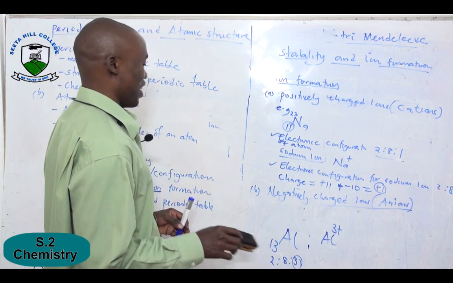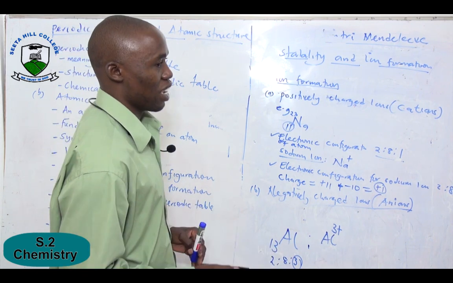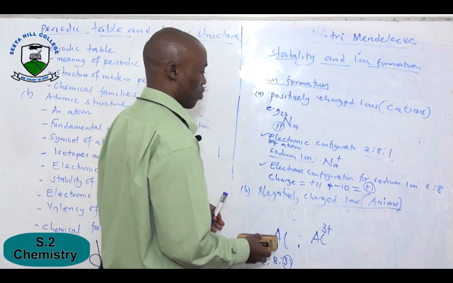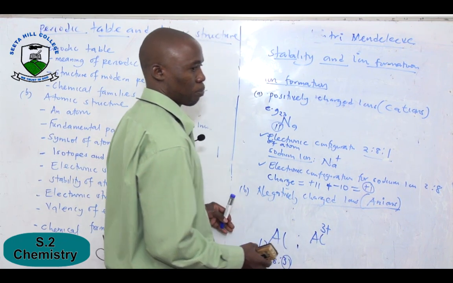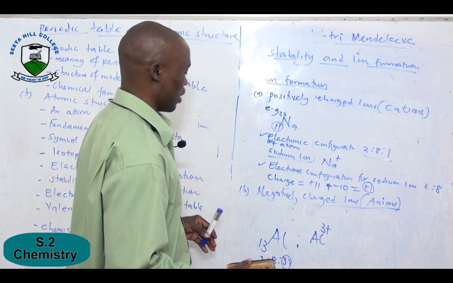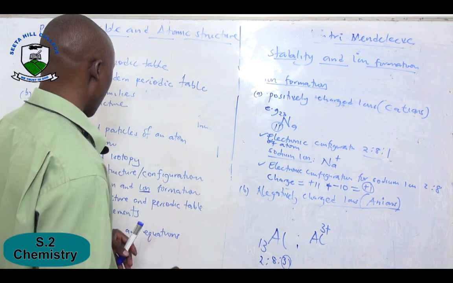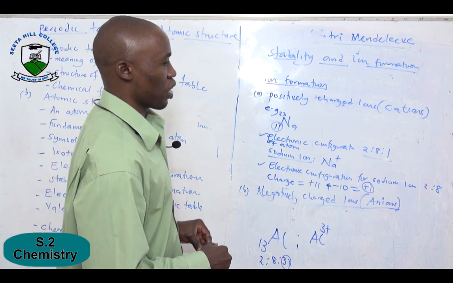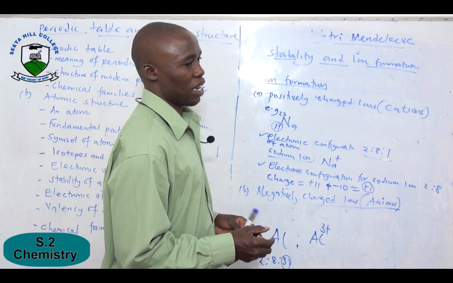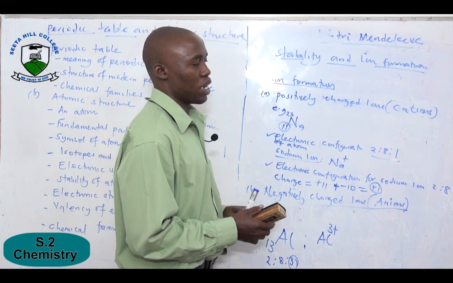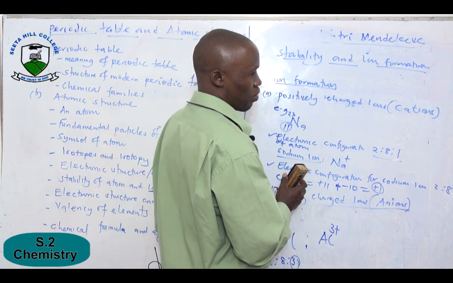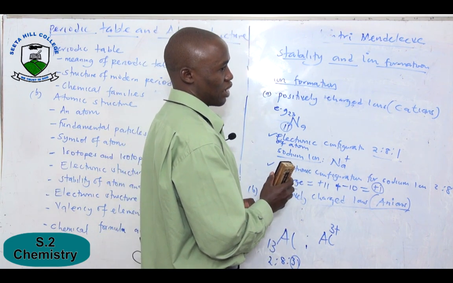Now negatively charged ions are formed by gaining electrons. Clear? They are formed by gaining electrons, which occurs when the outer shell has how many? More than 4. That is 5, 6, 7.